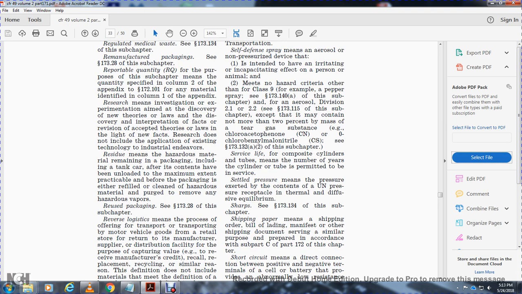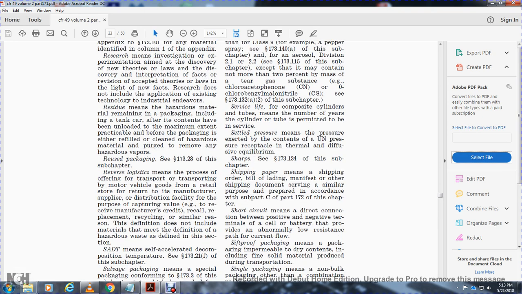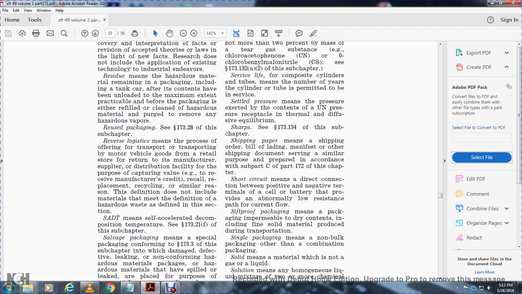Reverse logistics means the process of the transporting motor vehicle with the good of the retail to the store with the return of the manufacturer supply with the distribution facility for the purpose of capturing the value, to receive the manufacturer credit, the recall, the replacement, the recycling, some of the reason. The definition of it does not include the material meet with the definition of the hazard waste as defined in section in this section. SADT means self-accelerated decomposition temperature, 173-21F of the subchapter.